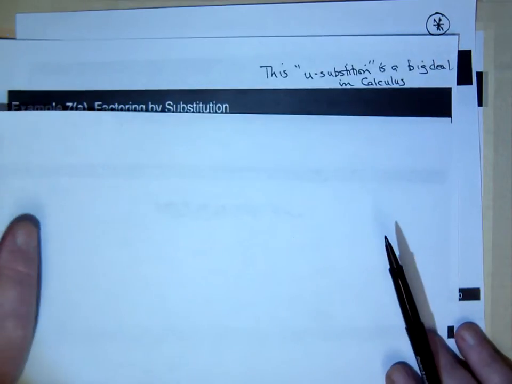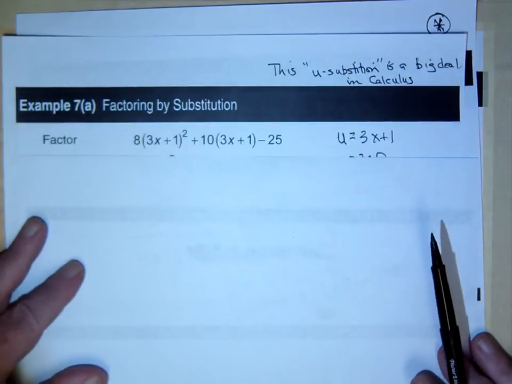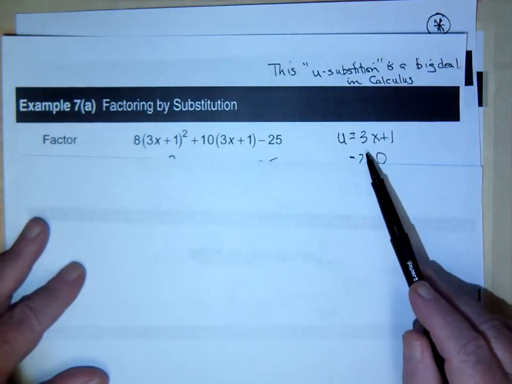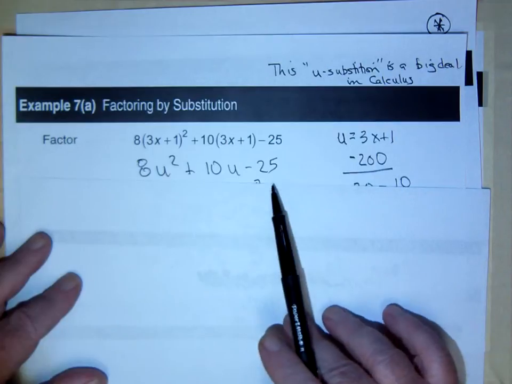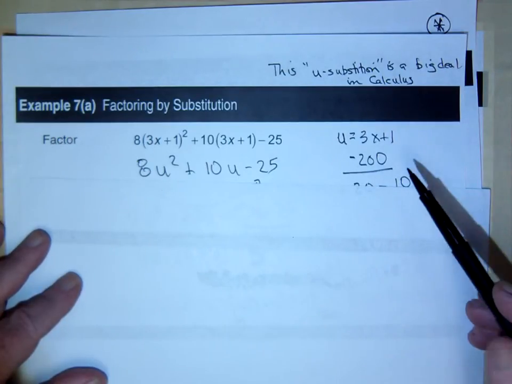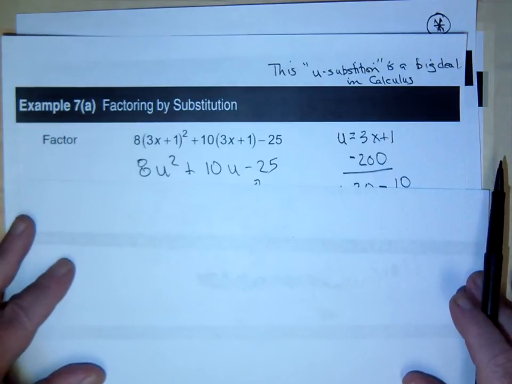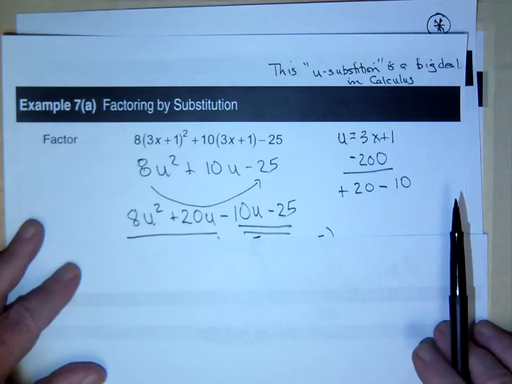The final technique that we talk about is called use substitution. It's a big deal in calculus. Here we observed that we could let u equal 3x plus 1, and that makes it look like this. I can factor that. 8 times minus 25 is minus 200, and so that's going to be 20 and minus 10, so I can factor it this way.